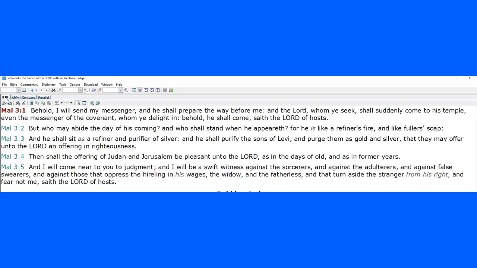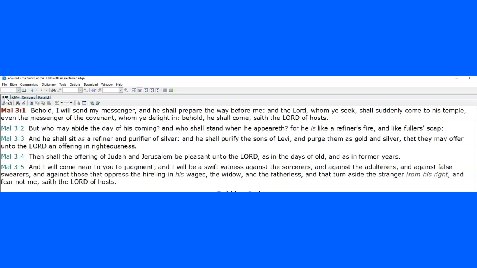And so let's look at this, Malachi 3:1. Again, read the whole 4 chapters. Behold, I will send my messenger, and he shall prepare the way before me. And the Lord whom you seek shall suddenly come to his temple, even the messenger of the covenant whom you delight in. Behold, he shall come, saith the Lord of the host. And that's our Lord, Emmanuel, God with us. But who may abide in that day of his coming? Who can stand before him? Who shall stand, it says, and who shall stand when he appeareth?